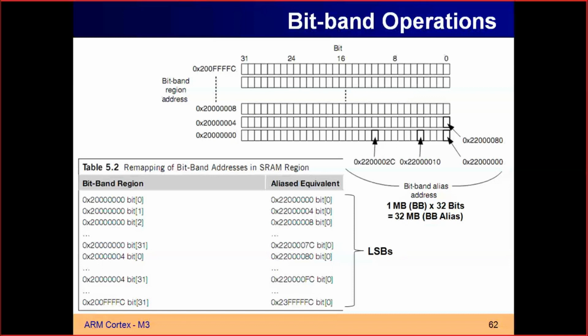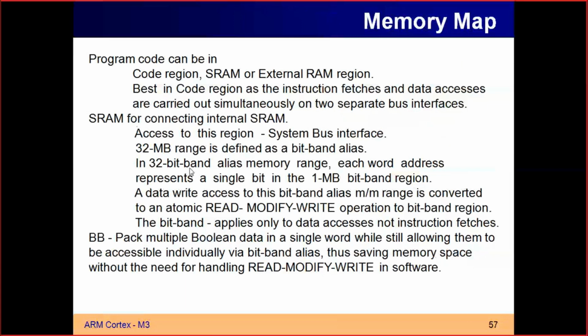If you are writing something here, let us take that you are writing something in 200, then this bit will be changing. That you should keep in mind. So when you are using that area, you should keep this in mind. So that is about the bitband region.